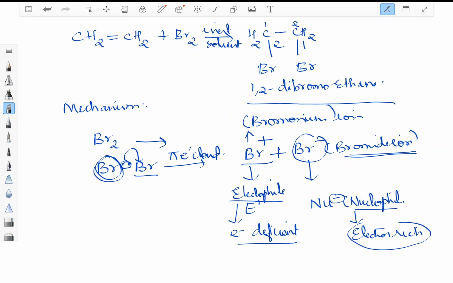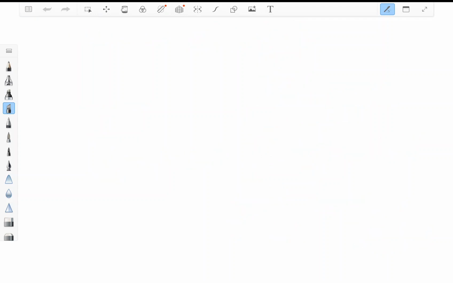Next, in step 2, we already have ethylene or ethene with us. The Br plus, that is bromonium ion, attacks the double bond. The bromonium ion, which has positive charge, attacks the double bond, meaning the pi electrons.